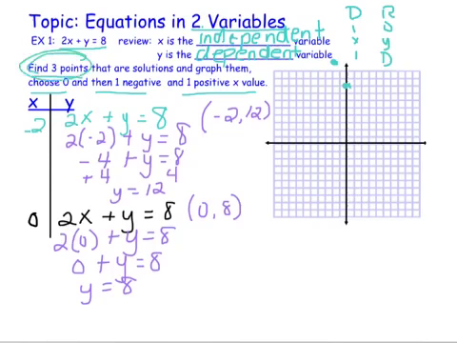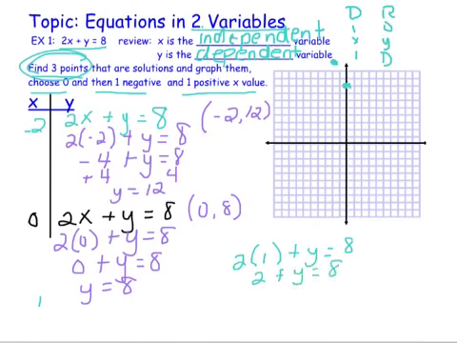So I did -2, 0, and I'm going to do 1. Oh, goodness, I'm having trouble, so I'm going to do it over here. So my 1 would be my last point. So 2, and wherever I have x, I'm going to put in 1. 2 times 1, 2, plus y equals 8.